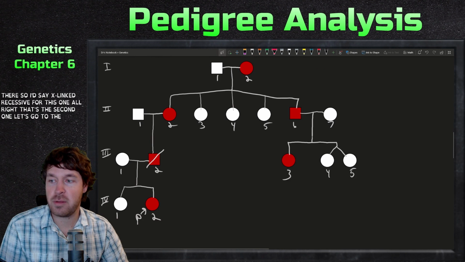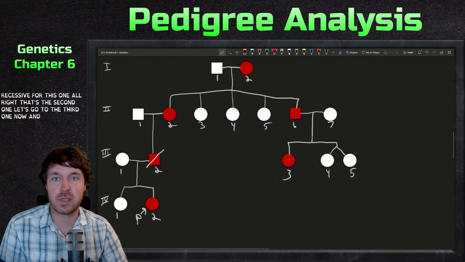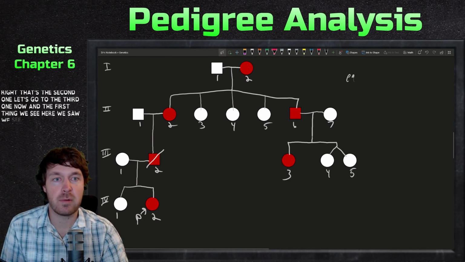Let's go to the third one now. And the first thing we see here, we see equal frequencies.